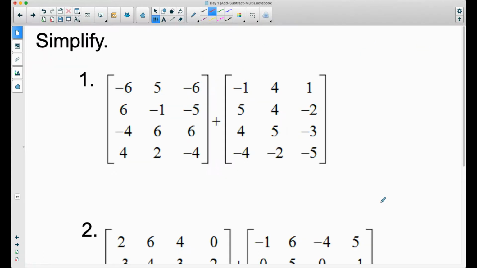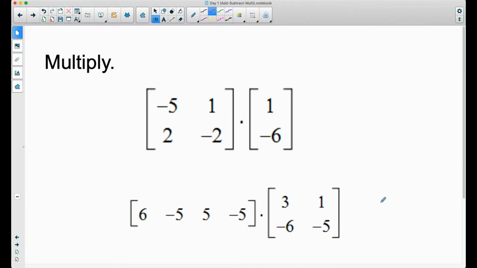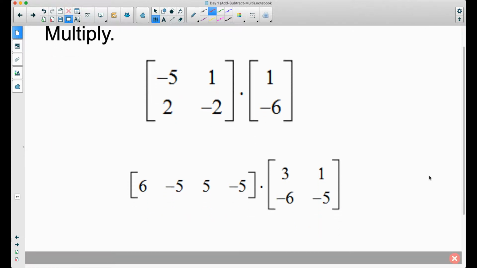Multiplication. Like I said, subtraction is the same. Multiplication, you don't have to have the same dimensions. What you do have to have are the same inside dimensions. It's weird to say. This is a 2 by 2, and this is a 2 by 1. These numbers have to be the same. Okay?